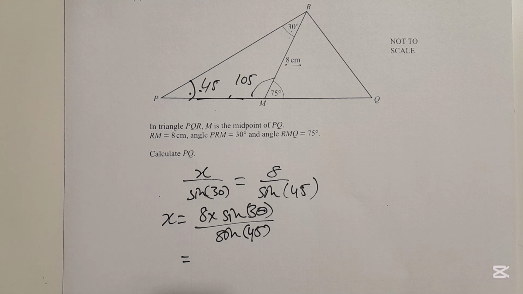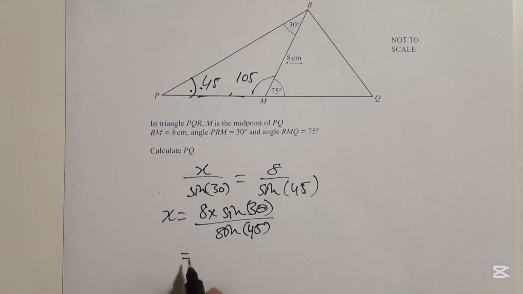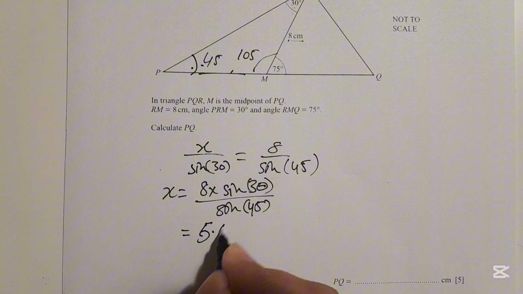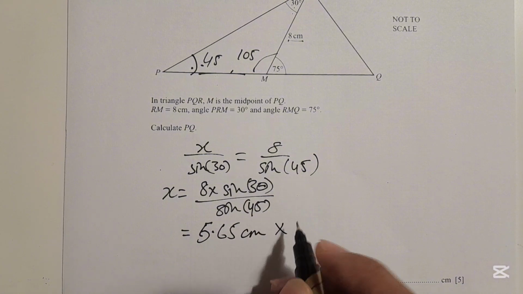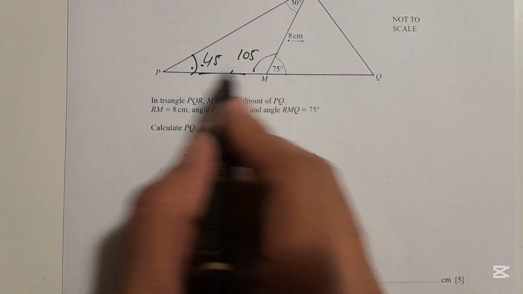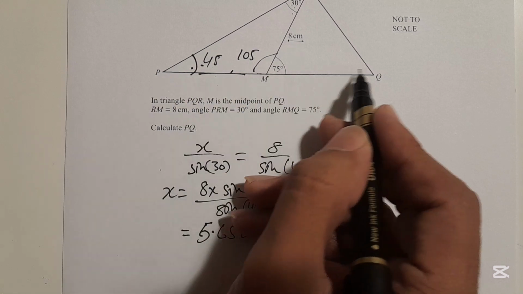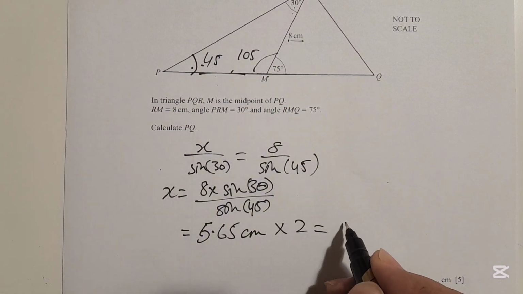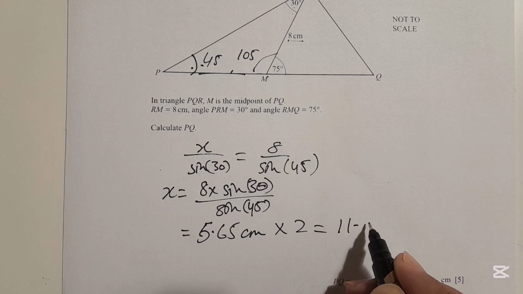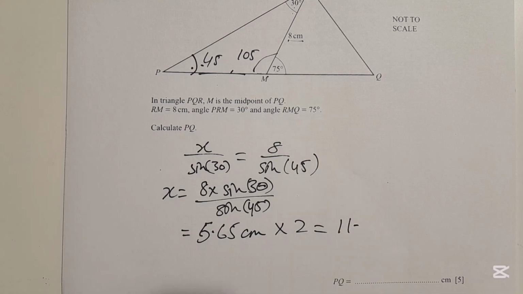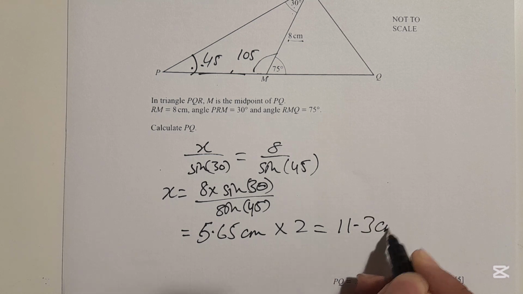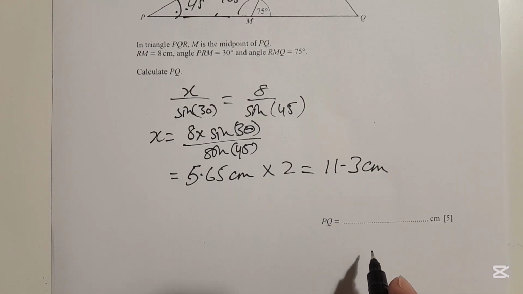So 8 times sine 30 divided by sine 45 will be 5.65, rounded off to 2 decimal places, 5.65 centimeters. We multiply it by 2 because M is the midpoint, so this length is half of the total length, which will be 11.3 centimeters. So 11.3 centimeters will be the final answer for PQ.